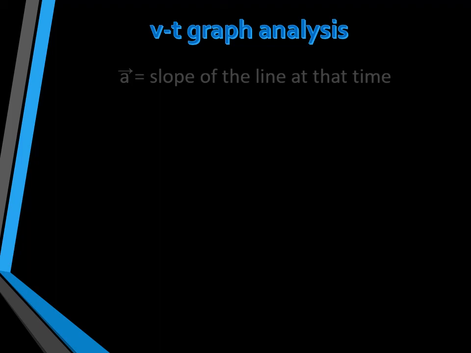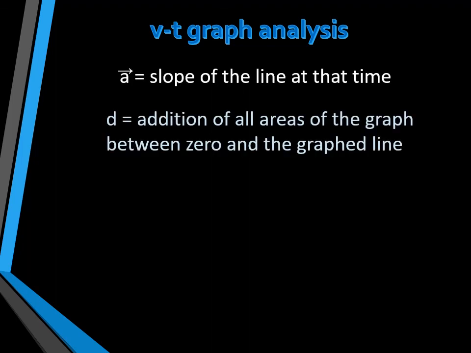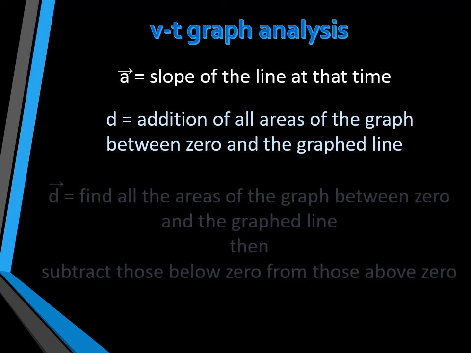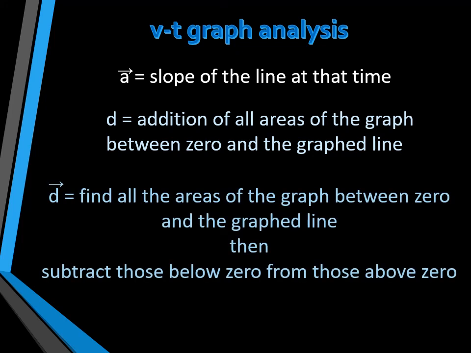So recap, acceleration is the slope of the line at that time. On a VT graph, distance is the addition of all the areas of the graph that are found between 0 and the graphed line. And displacement, well, we have to find all the areas of the graph that are between 0 and the graphed line. Then we subtract those that are below 0 from those that are above 0.